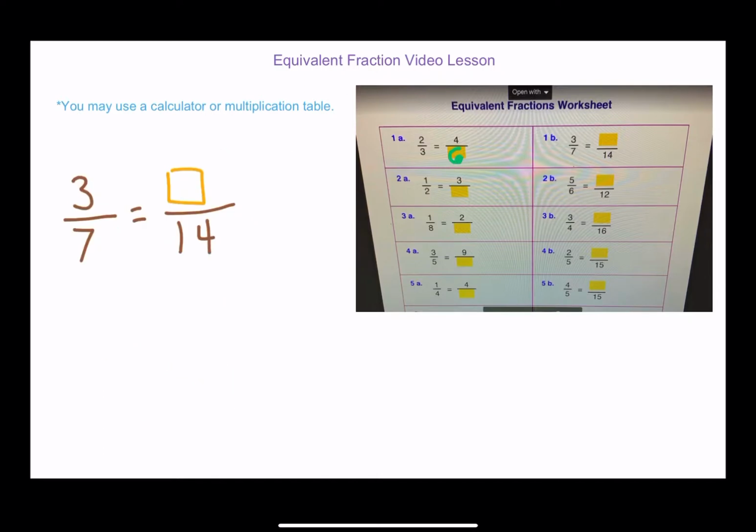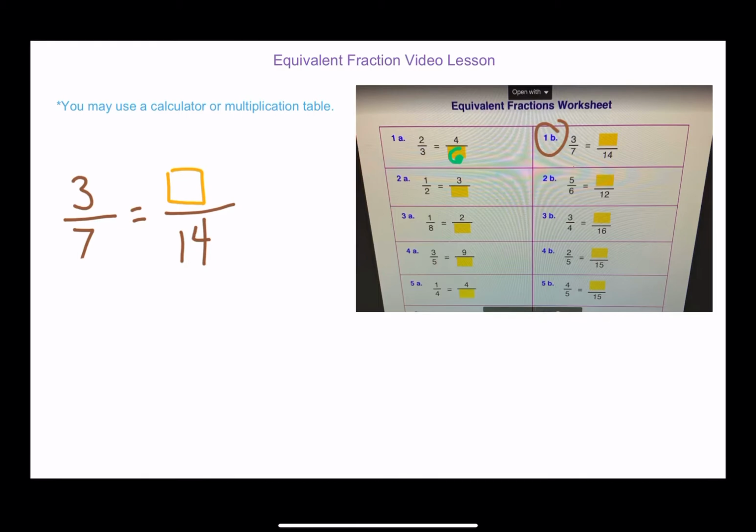We'll do one more example, 1B. 3/7 is equal to blank over 14. For this problem, we're going to look at the denominator since they have a denominator in each fraction. They have a denominator here as the 7, and they have a denominator here as the 14. I have to say to myself, what did they multiply this number 7 by to get 14? 7 times something, that's my question mark, equals 14.